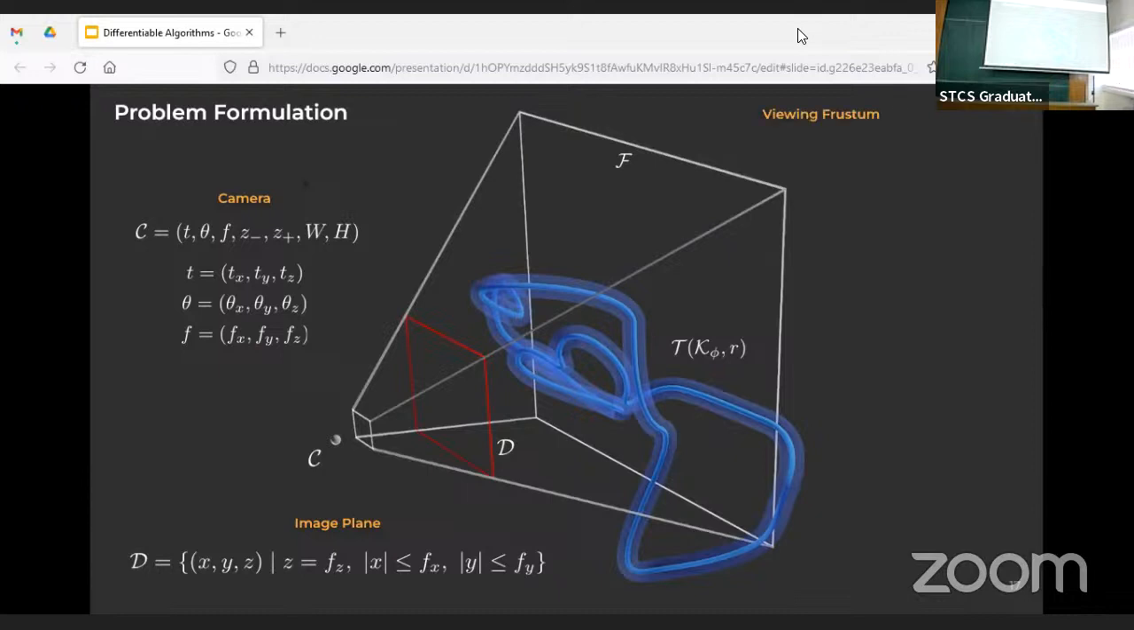And this region in the wireframe is F, which is a viewing frustum. It means whatever is inside this frustum F is captured by the camera. Anything away from it or before it is not captured by the camera. So Z minus and Z plus: this plane is Z equal to Z minus, and this is the Z equal to Z plus plane. And these planes are given by Fx, Fy, and Fz.